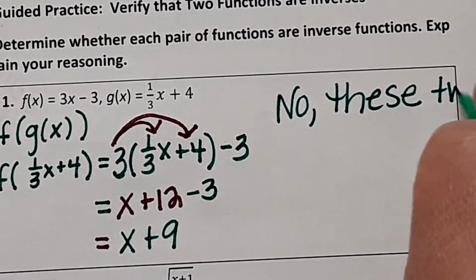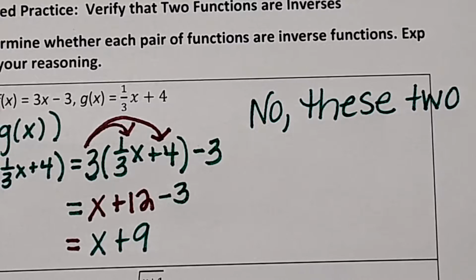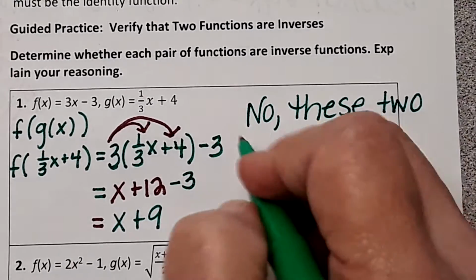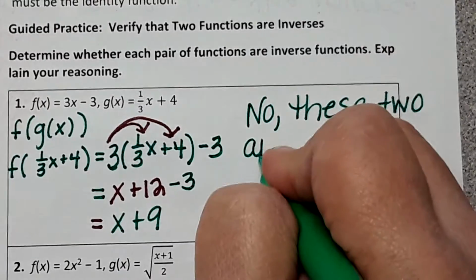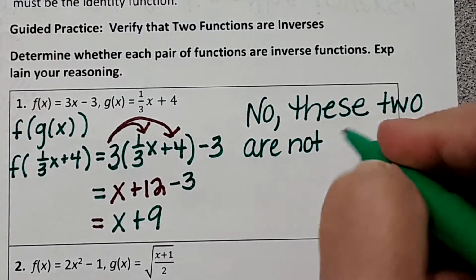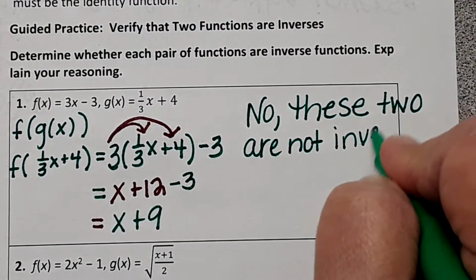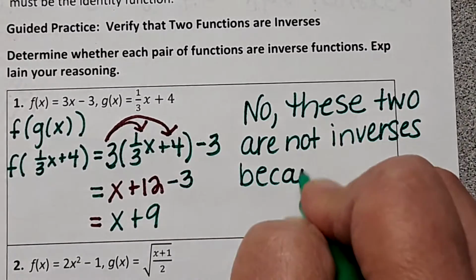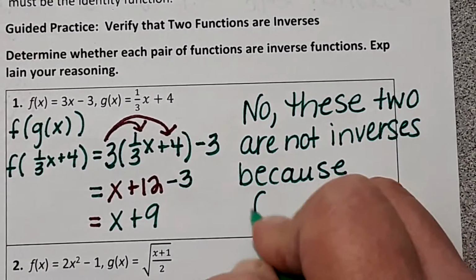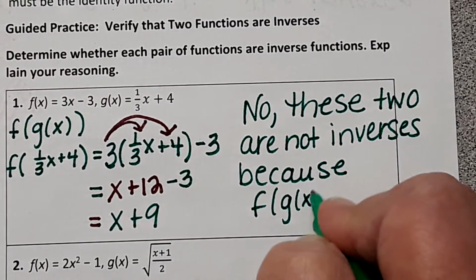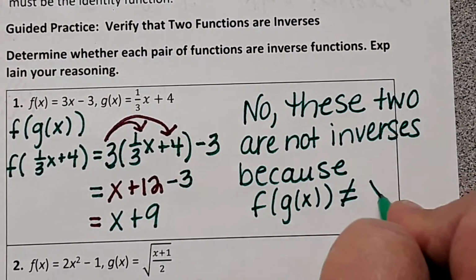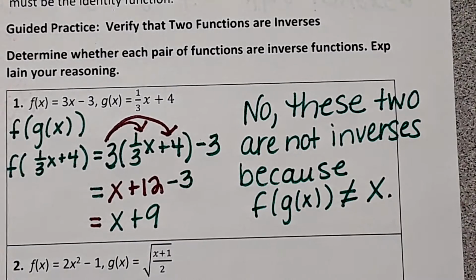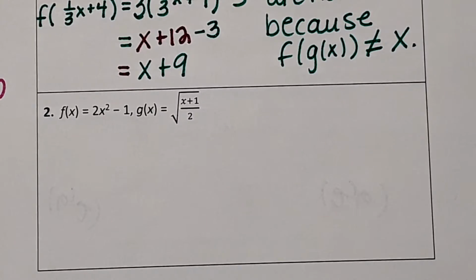These two are not inverses because f of g of x does not equal x. You guys, if it equaled x, then we would have gone to the next one. Yes? Could you just find the inverse?